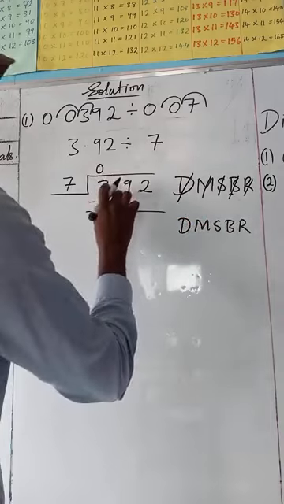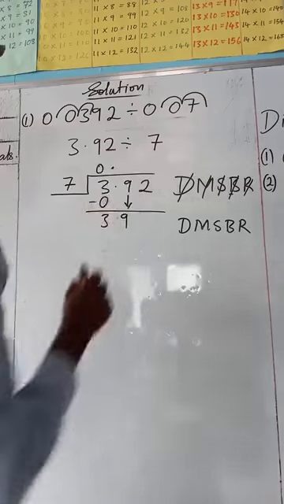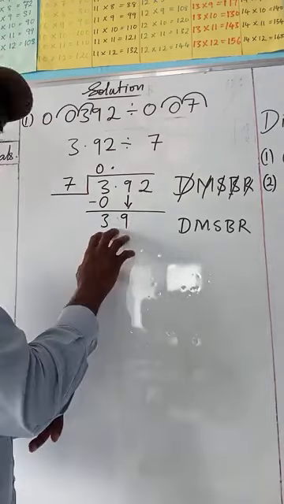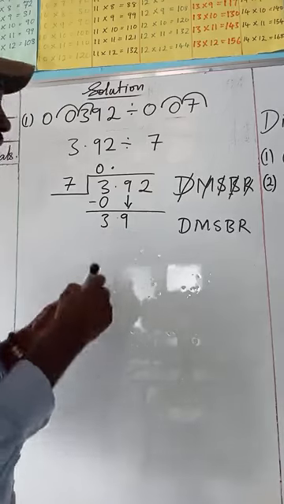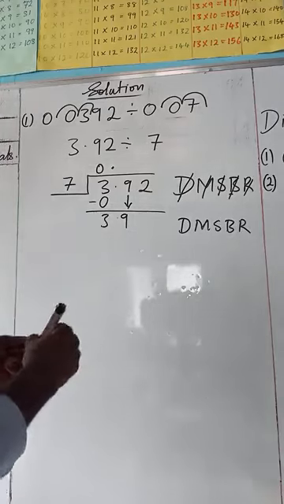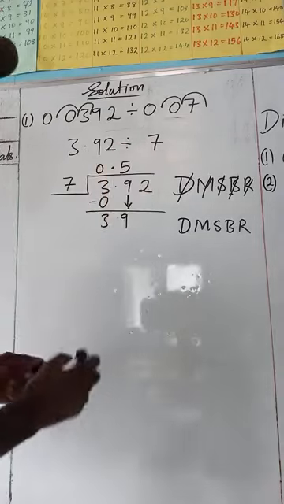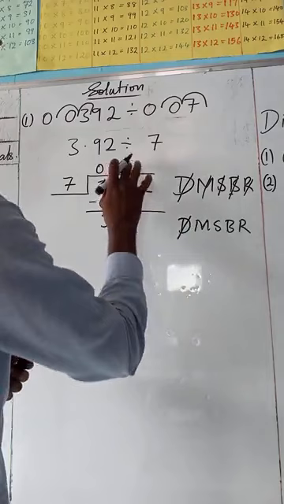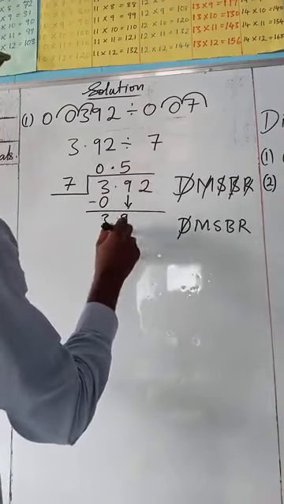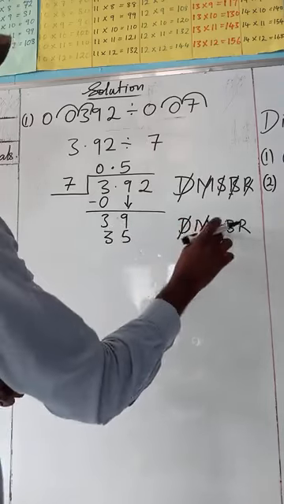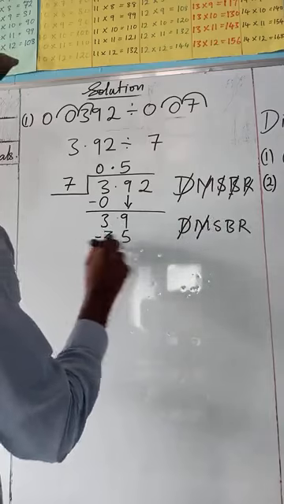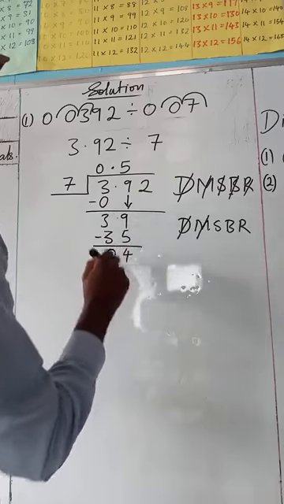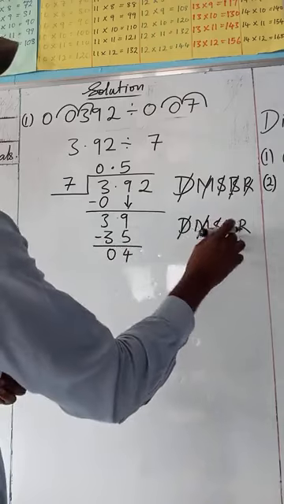Now we are to divide 39. Remember that our point is here. You put your point here. Do not forget to put your point. Now we have the next operation to treat. Now we have 39 divided by 7. 39 divided by 7 will give us 5. You've divided. The next operation is multiplication. Then you say 5 times 7 will give us 35. You've multiplied. The next operation is subtraction. You subtract. 9 minus 5 will give us 4, and 3 minus 3 will give us 0. You've subtracted. The next operation is to bring down.